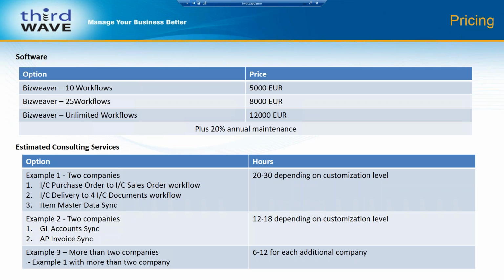If you purchase the 10 workflows at 5,000 today, and tomorrow you wanted to upgrade to 25, the cost is the incremental difference. Correct. Absolutely, you could definitely switch through.